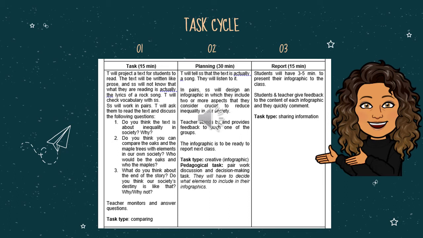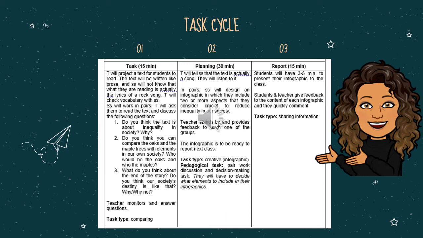In pairs, students will design an infographic. That's the task. This is the task they would have to do. In pairs, they will design an infographic in which they include two or more aspects that they consider crucial to reduce inequality in our society. The infographic is to be ready to report next class.